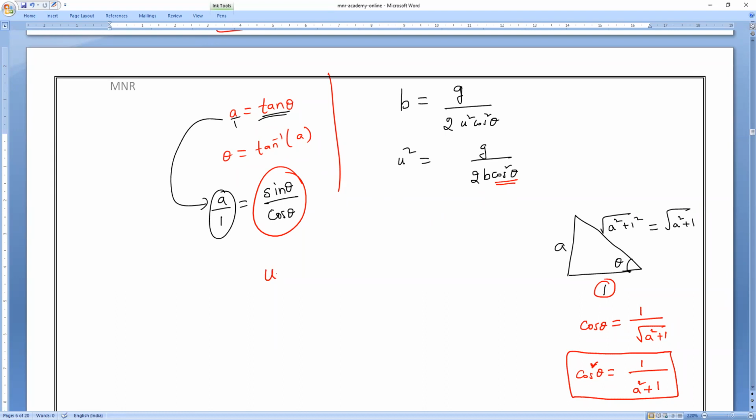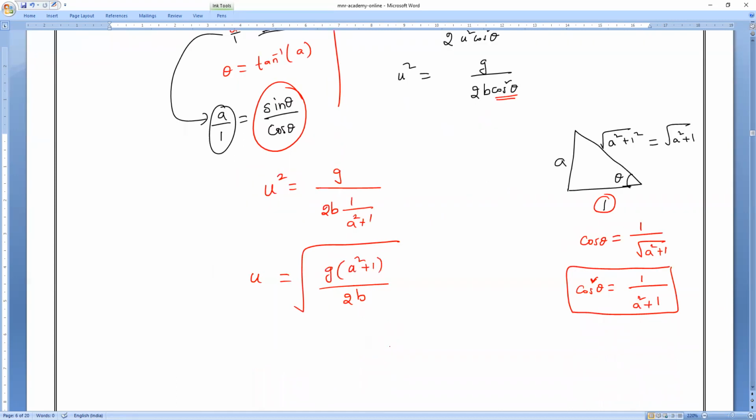So now, we all know that u square is equal to g divided by 2b, and cos square theta means what? 1 by a square plus 1. So a square plus 1 will go up. So a square plus 1 divided by 2b, which is equal to u square. The square will come to this side. What will it become, guys? Square root. So that is the formula.